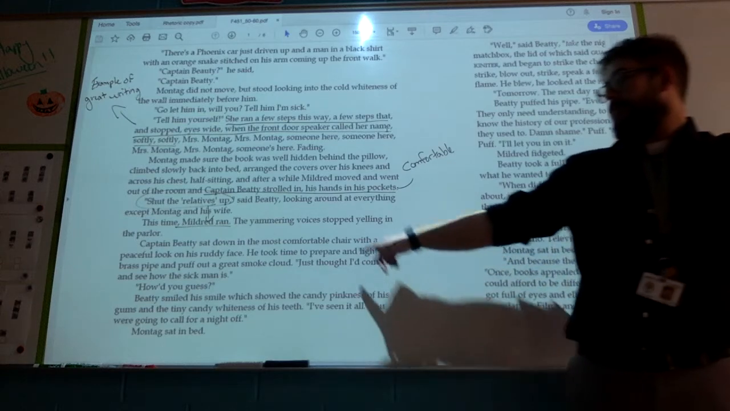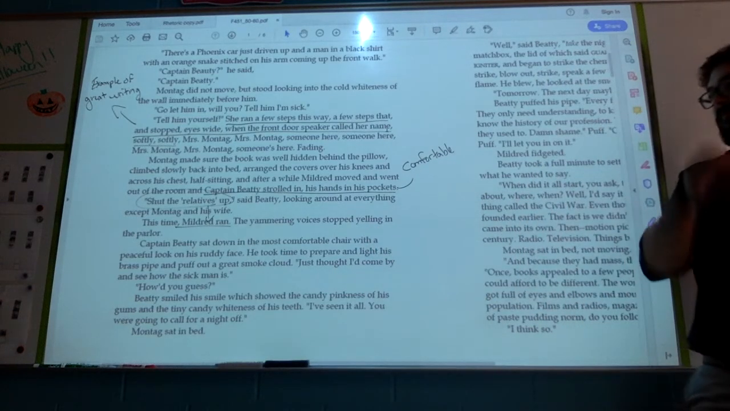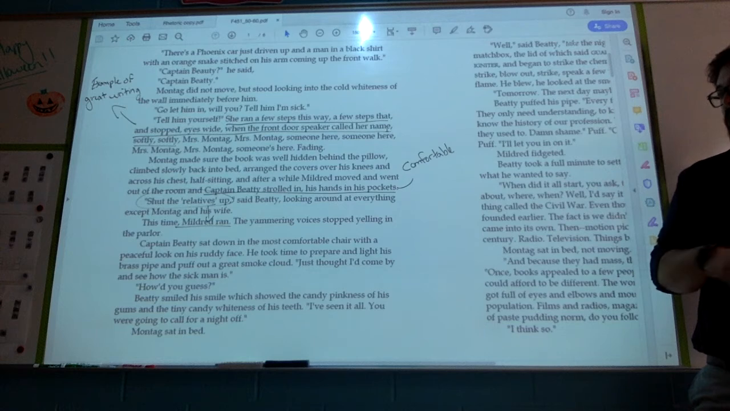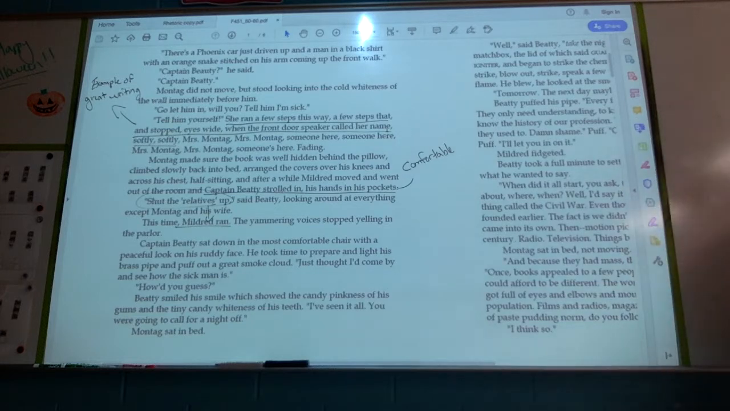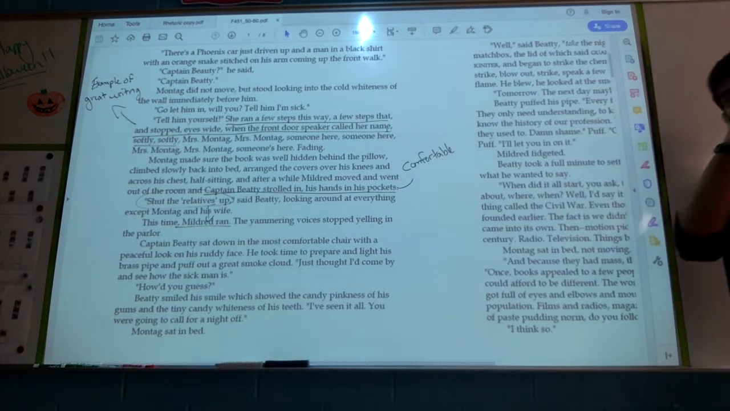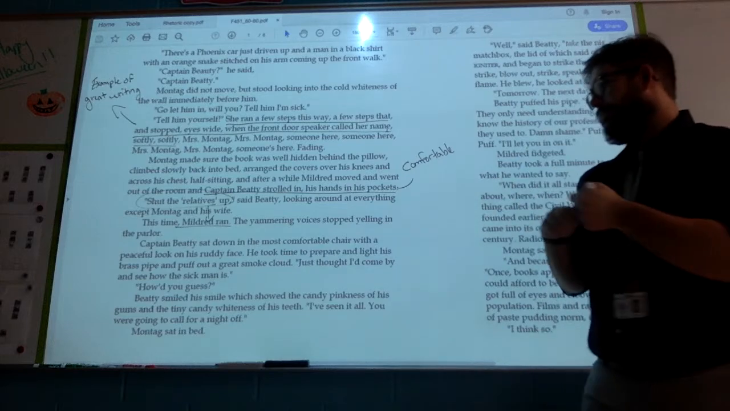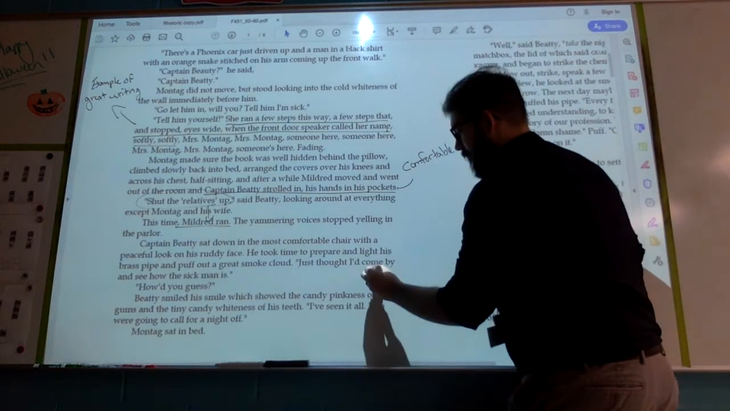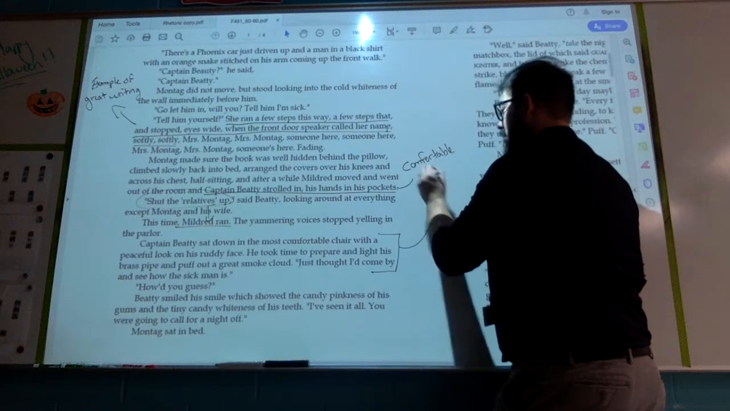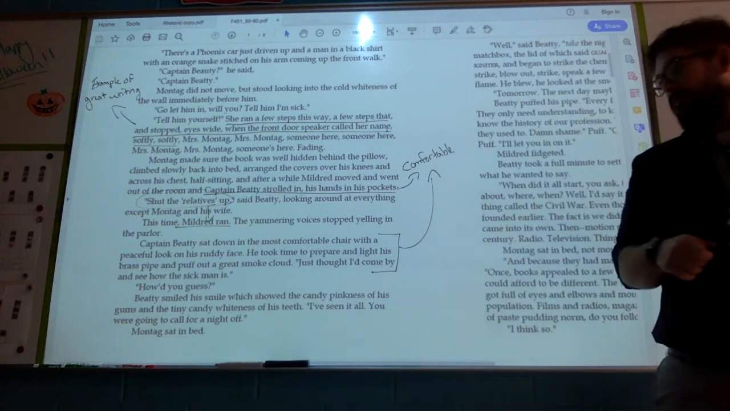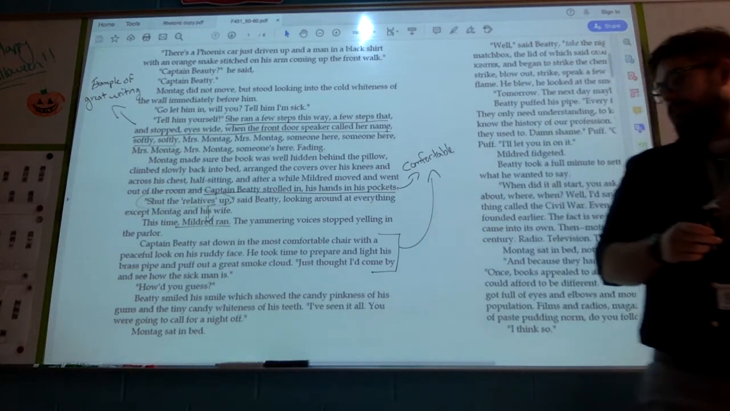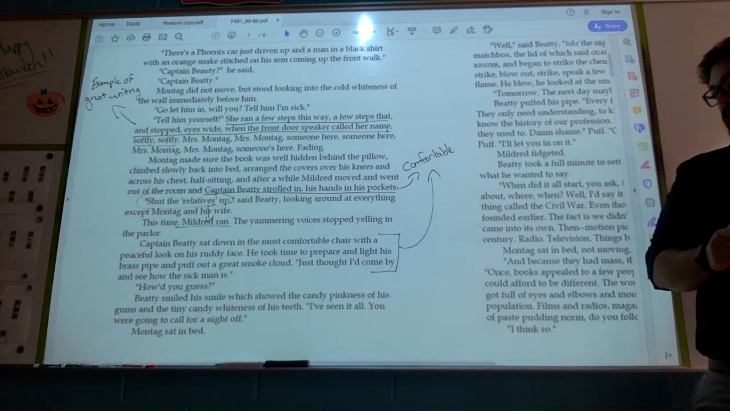Go ahead and continue reading for us. Captain Beatty sat down in the most comfortable chair with a peaceful look on his ruddy face. He took time to prepare and light his brass pipe and puff out a great smoke cloud. "Just thought I'd come by and see how sick the man is." "How do you guess?" Beatty smiled his smile, which showed the candy pinkness of his gums and the tiny candy whiteness of his teeth. "I've seen it all. You were going to call for a night off." Montag sat in bed.